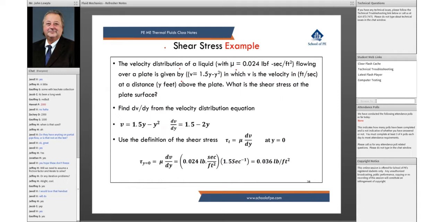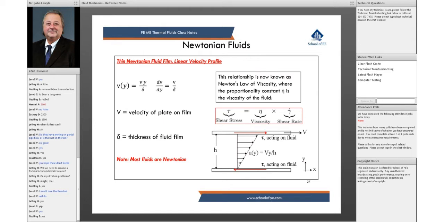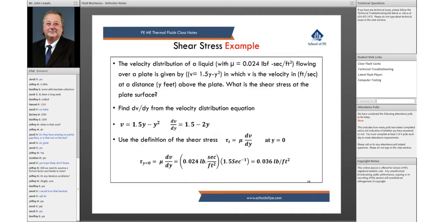Okay, you have your y direction, and that's basically the velocity distribution, just like we showed earlier. I can't draw that well. We're giving that to you as a function of the distance into the fluid. V is the velocity at a distance y above the plate. What is the shear stress at the plate surface?